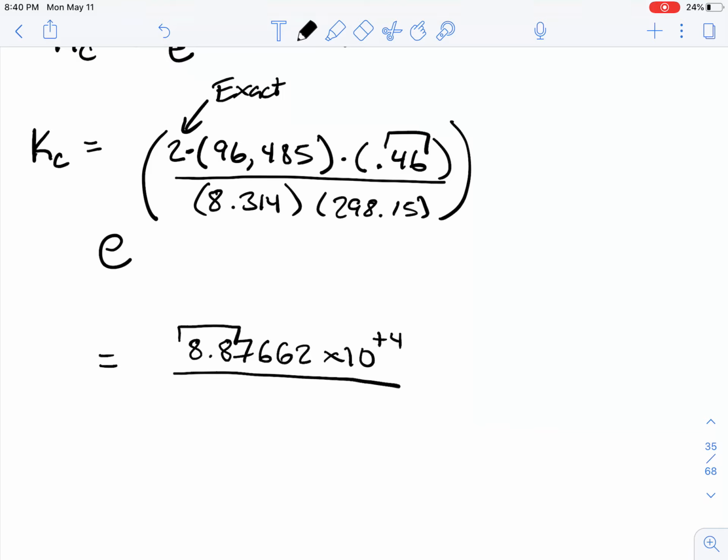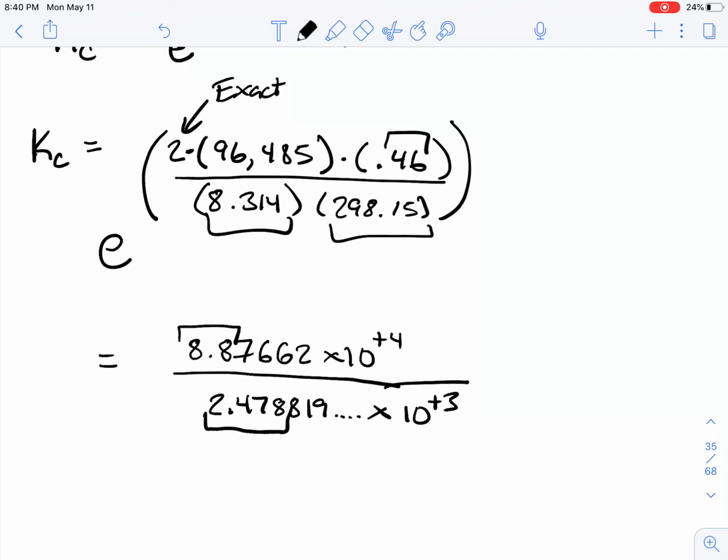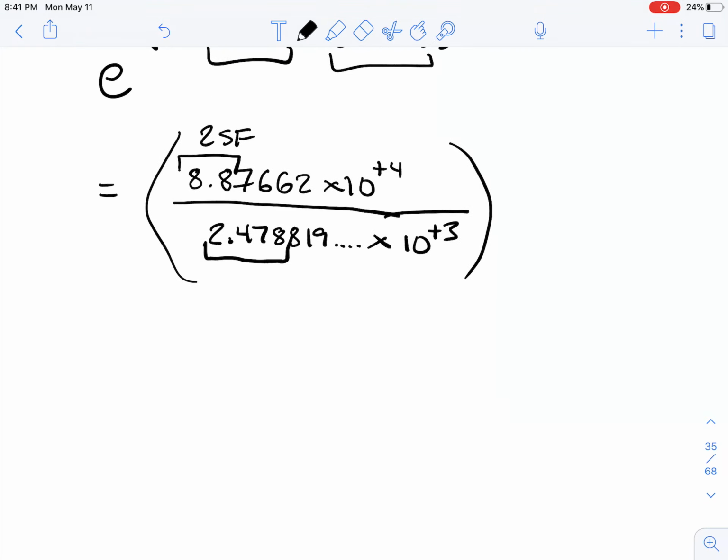And if I multiply what's in the denominator, 8.314 times 298.15, that's going to give me 2.478819, a bunch of other numbers, times 10 to the positive 3. Here I have 5 sig figs, so I'm probably going to keep 4 sig figs. But when I divide both of these, 2 sig figs is my least, and so therefore I'm going to record it as such.